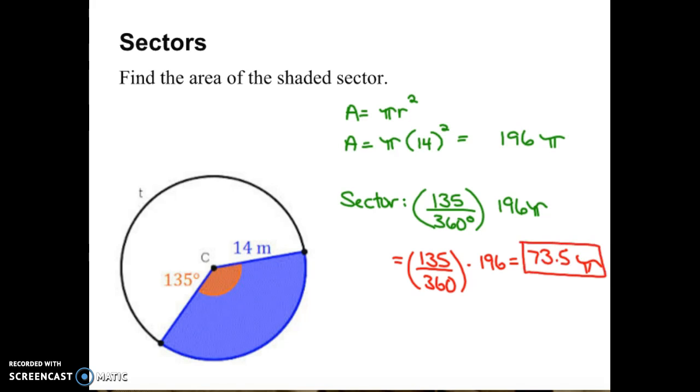And again, if they wanted the decimal version, you can just type that in your calculator. 73.5, put the pi next to it. Okay, and that'd be around 230.91. And again, all I did was simply type that in my calculator, and your units for this will be squared units if they ask you.